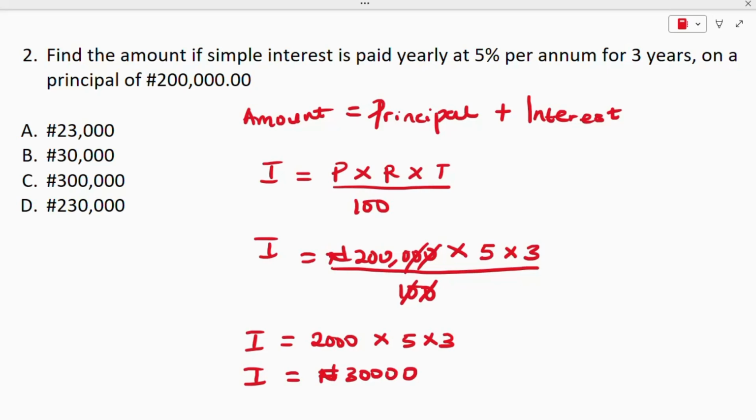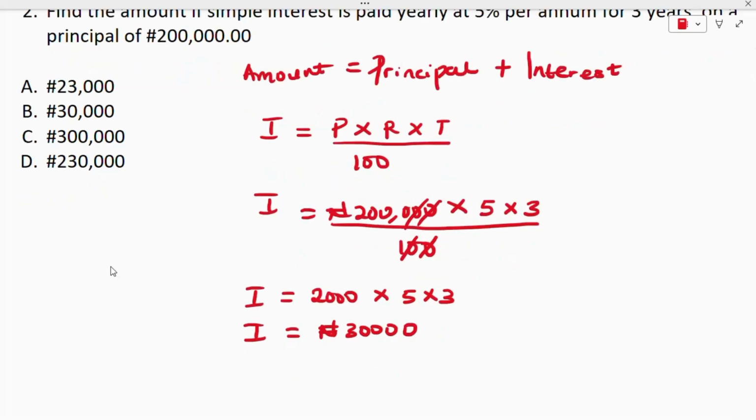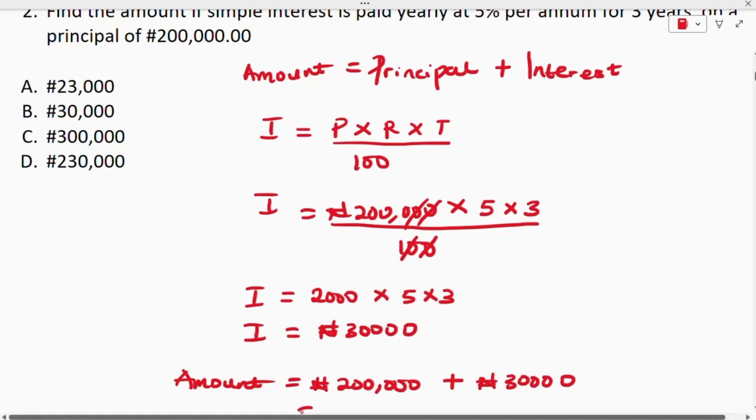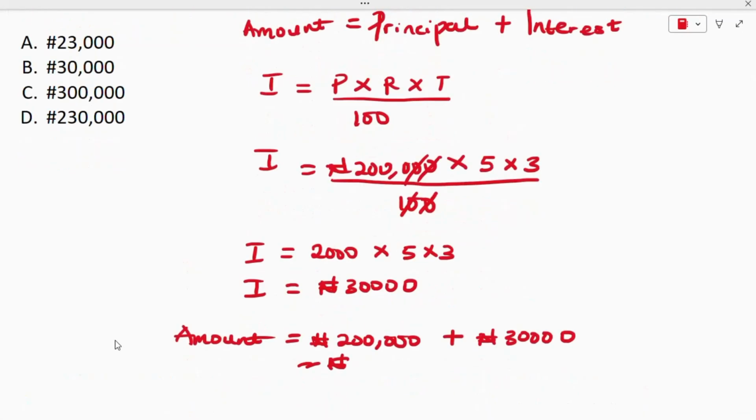Now we have to look for the amount, and we know that amount is equal to principal plus interest. So we have this to be amount is equals to, now the principal, we have the principal to be 200,000 plus interest, and we have interest to be what? 30,000. So this is equal to 200,000 plus 30,000. This is going to give us 230 what?